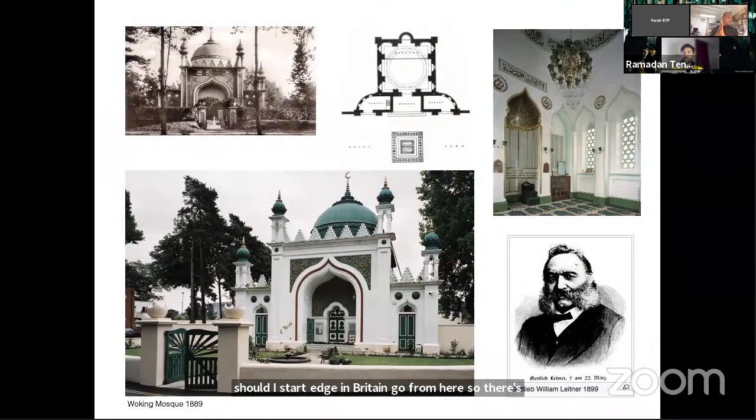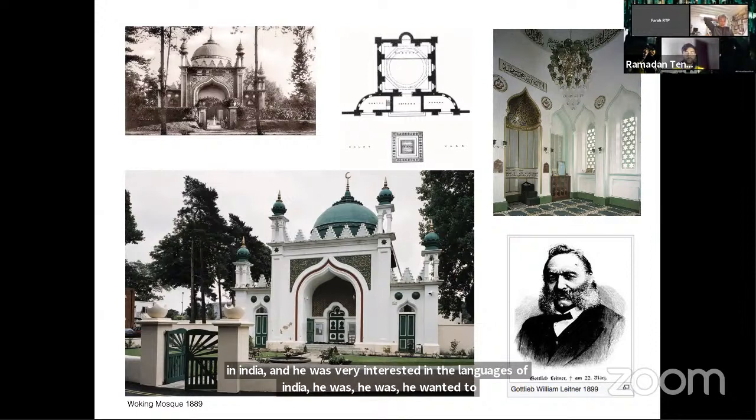So the first built mosque in Britain was in 1889, and it was built in Woking. And this is an image of it, and you probably have seen it. It's quite famous now. It was commissioned by a Hungarian Jewish linguist who was settling in London after having spent his life working in India. And he was very interested in the languages of India. He wanted to set up an establishment to teach the languages.